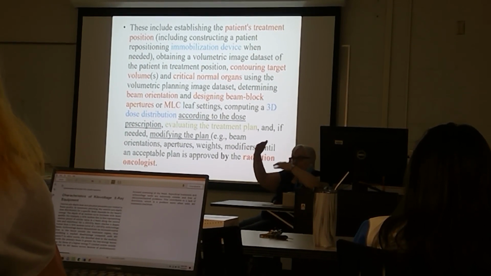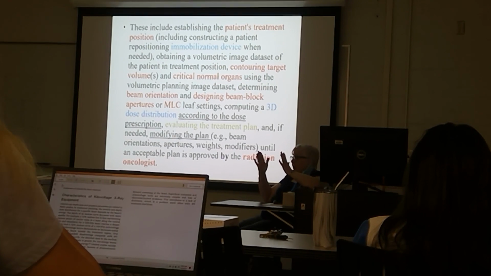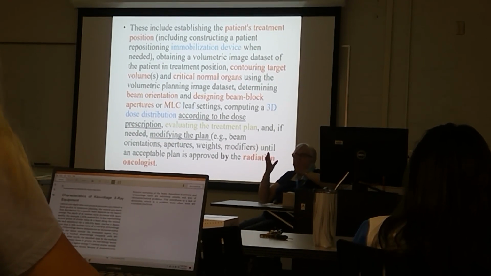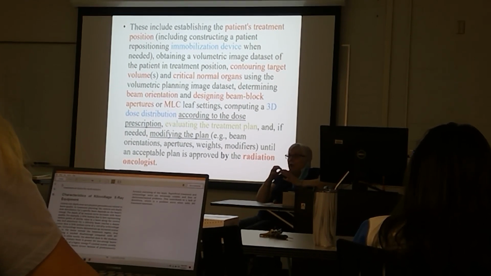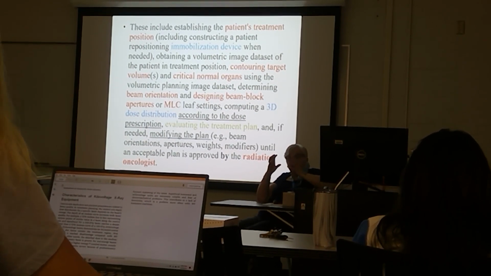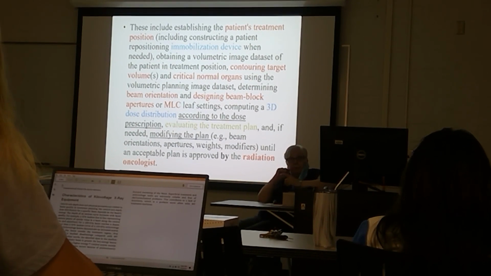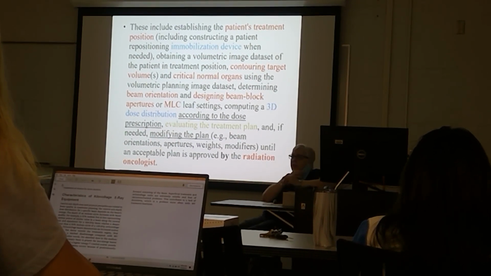So how big is the field size? You could have a 10x10 field size with shielding, obviously, which makes it smaller. Or you could do an 8x8 field size with shielding. So the doc might say, no, that's too small a field, I want it larger. So that's where the aperture would come in.